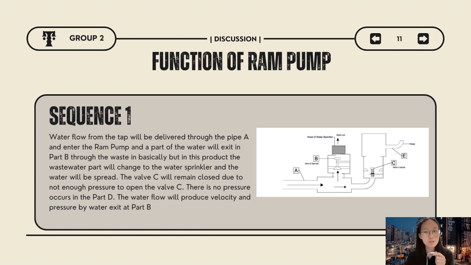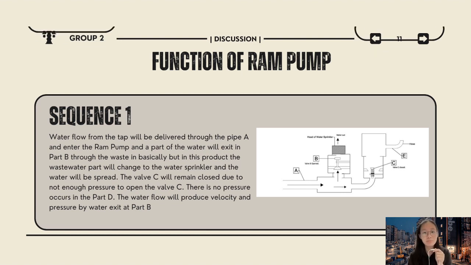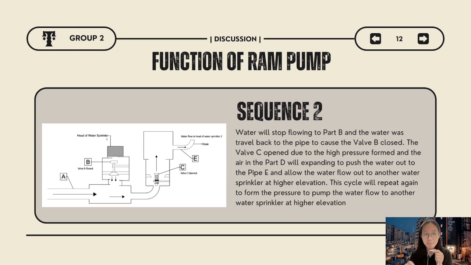Water flowing from the tap will be delivered through pipe A and enter the ram pump, and a part of the water will exit at part B through the waste valve. Basically, but in this product, the waste water part will change to the water sprinkler and the water will be separated. So valve C will remain closed due to not enough pressure to open valve C, so there is no pressure in part D. The water flow will produce velocity and pressure by water hammer at part B.